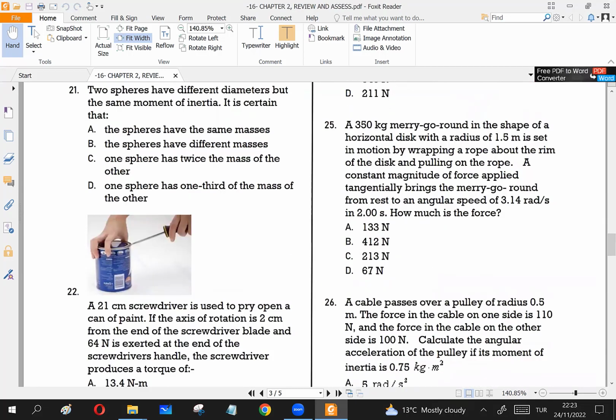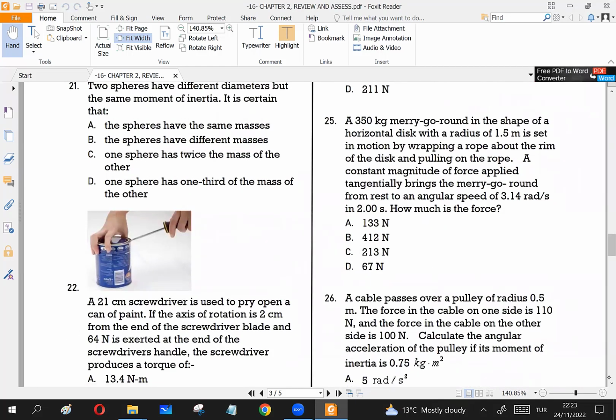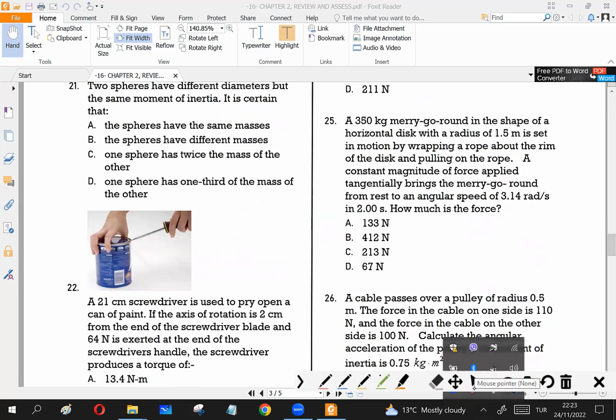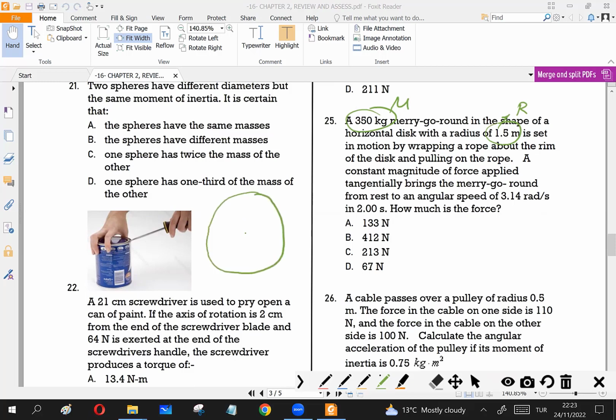And question number 25. A 350 kilogram merry-go-round in the shape of a horizontal disc, this is capital M, with a radius of 1.5 meter, is set in motion by wrapping a rope around the rim of the disc and pulling the rope. This is also a chapter 2 question. I will draw the shape in here. The merry-go-round is a disc and there is a rope wrapped around it and you will pull it by a force. Of course, this force produces some torque about the merry-go-round and it will cause it to start rotating.